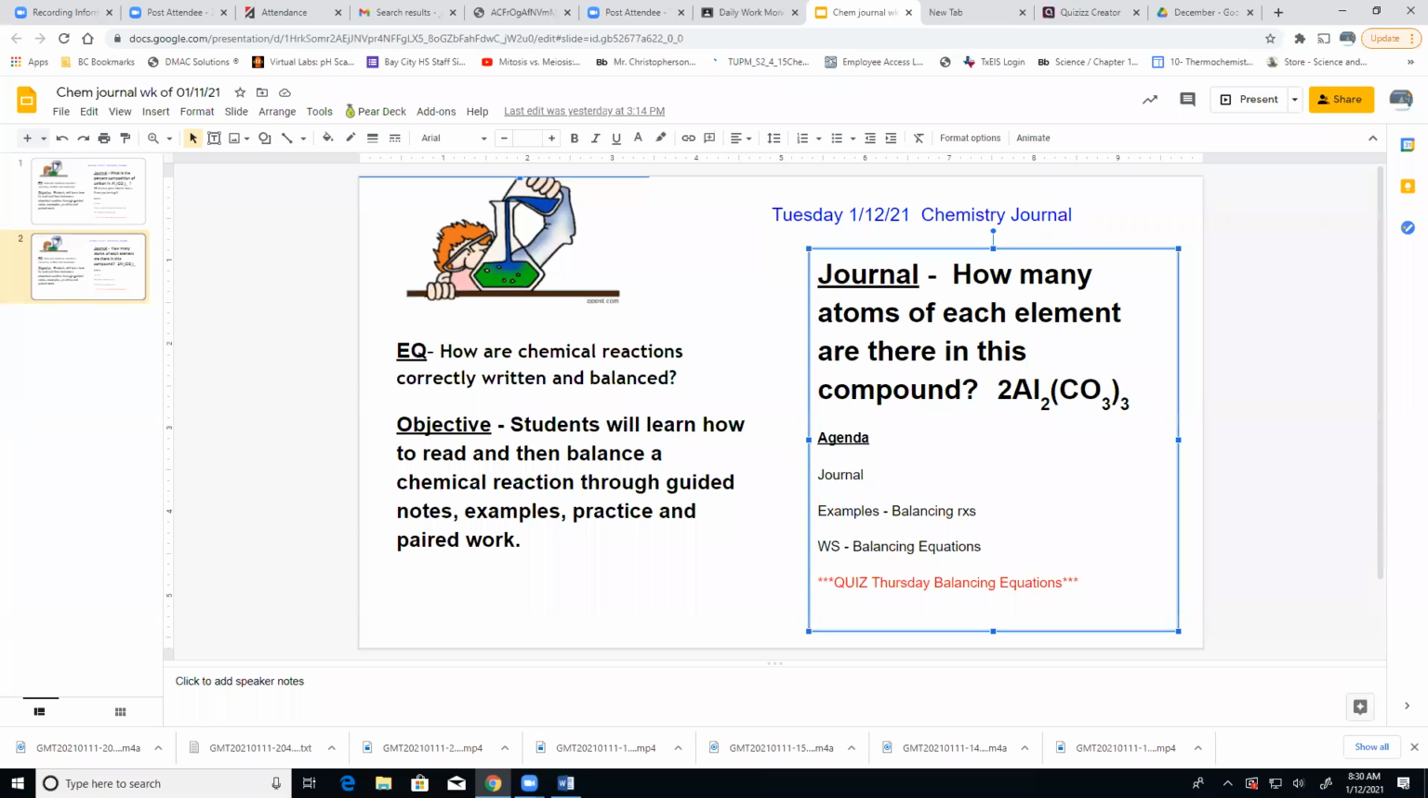So this is what we were doing yesterday whenever we were just counting atoms, and we've done it before. And you're going to see why it becomes important, because today we're going to balance equations. That's what we'll be working on today and tomorrow. And then remember, on Thursday, y'all have a quiz over just balancing equations.